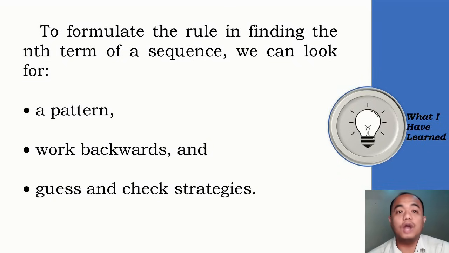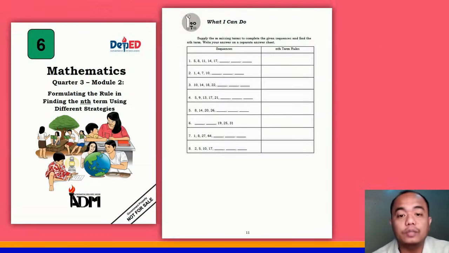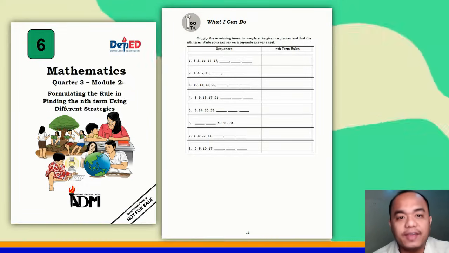Let us all read together the What I Have Learned part of your module. Ready? Go! To formulate the rule in finding the nth term of a sequence, we can look for a pattern, work backwards, and use guess and check strategies. Okay, this time, let us answer the What I Can Do part of your module that could be found on page 11.